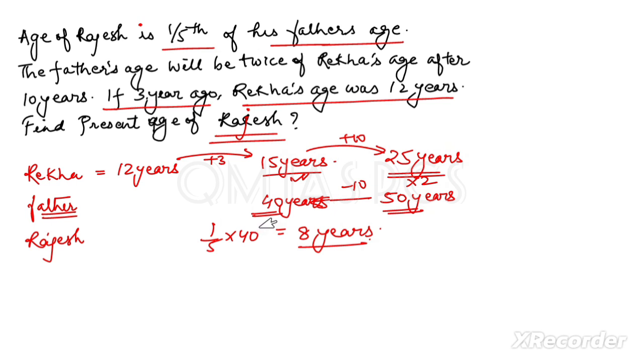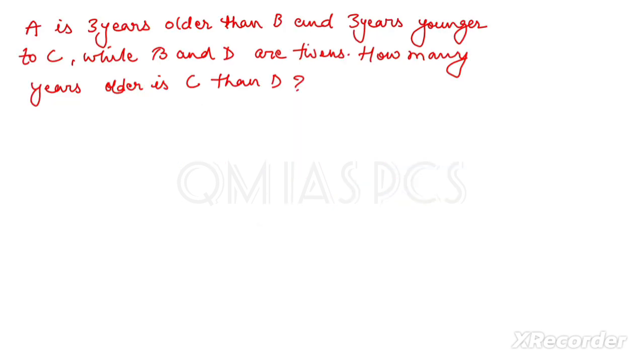So let's look at the next question. Look at this question. It is given that A is 3 years older than B, and 3 years younger than C. While B and D are twins, how many years older is C than D? Here also I think you can just compare the things. There is no need to form the equation.